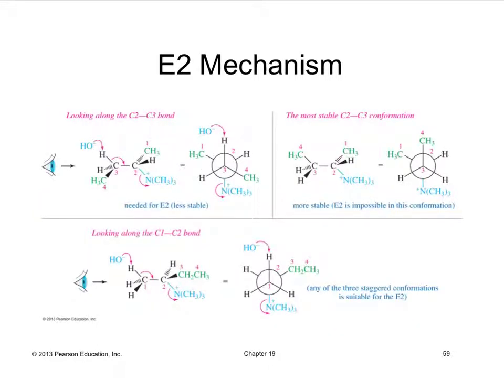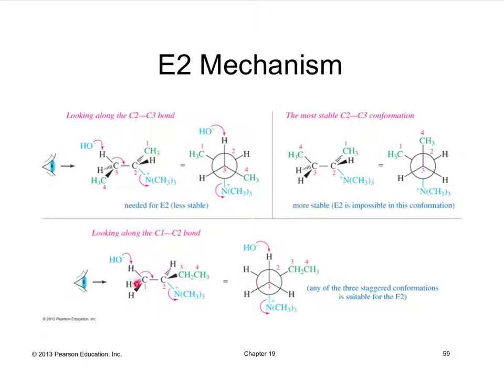If we look at the mechanism, if we look along the C3-C2 bond, hydroxide comes off, makes the double bond and kicks this out. This anticoplanar conformation is needed for E2 elimination. However, this is not necessarily the most stable configuration. If we look at the most stable configuration, it is not in the appropriate conformation for E2 elimination.